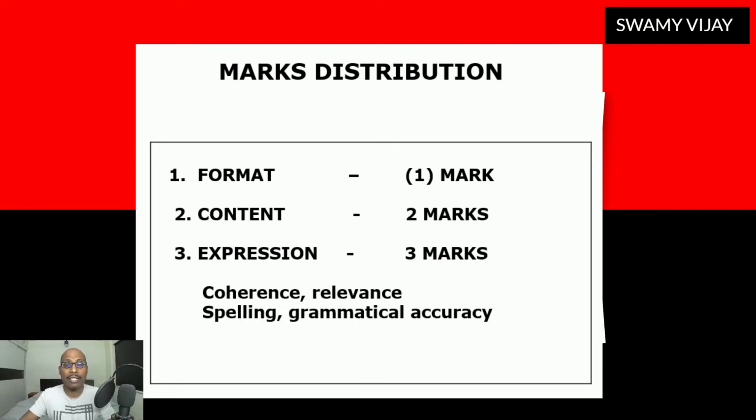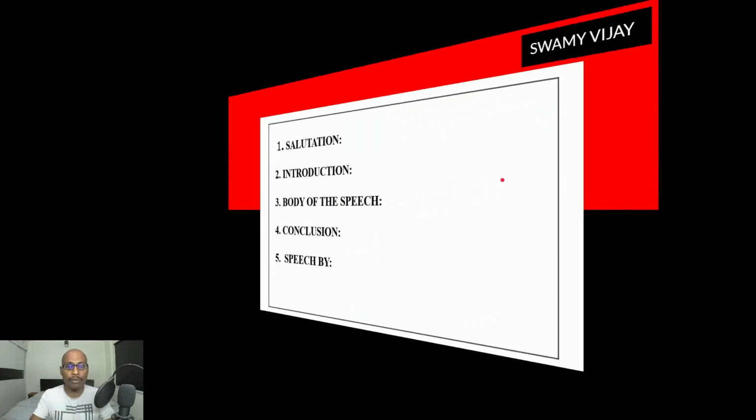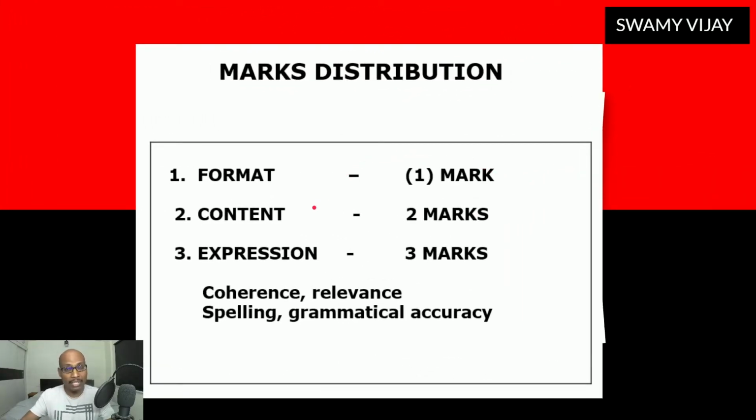Before that, let us understand the format or marks distribution of the speech writing. For format, you get 1 mark. That means if you write your speech in this particular format, you will get 1 mark for the format. And for the content, whatever you have written in the speech, if it is correct to the question, you will get 2 marks. And then there are 3 marks for expression. So in total we are discussing the speech writing for 6 marks: format carries 1 mark, content carries 2 marks, and expression carries 3 marks.